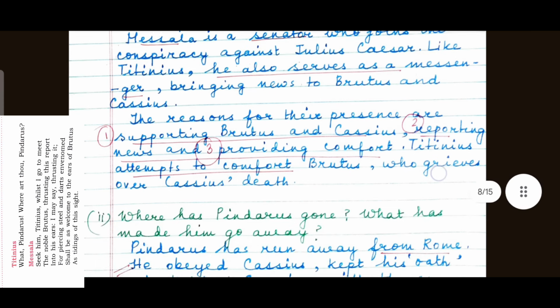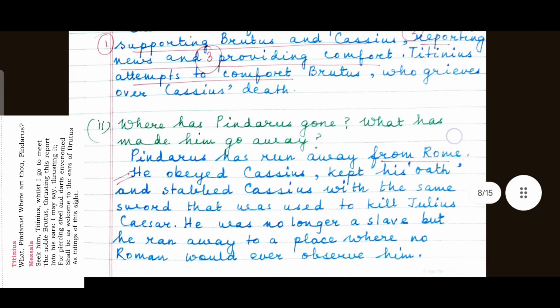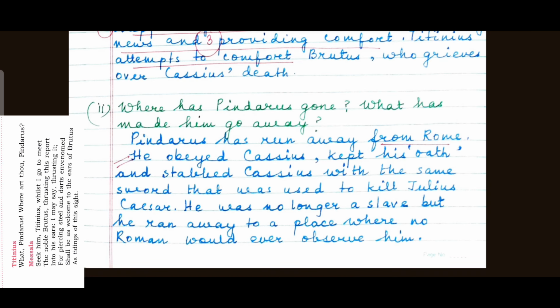Again, a compact answer. Where has Pindarus gone? What has made him go away? Pindarus has run away from Rome. He obeyed Cassius, kept his oath, and stabbed Cassius with the same sword that was used to kill Julius Caesar. He was no longer a slave, but he ran away to a place where no Roman would ever observe him. He did not want to kill Cassius, but he had to do it. Next.